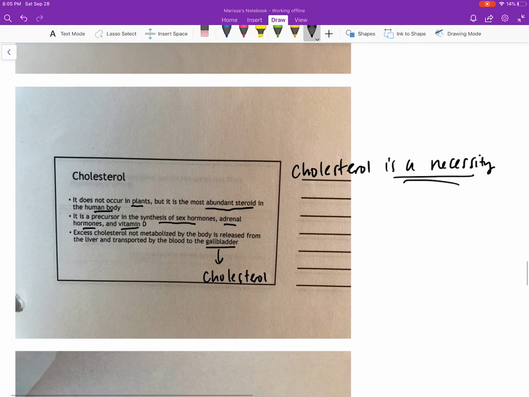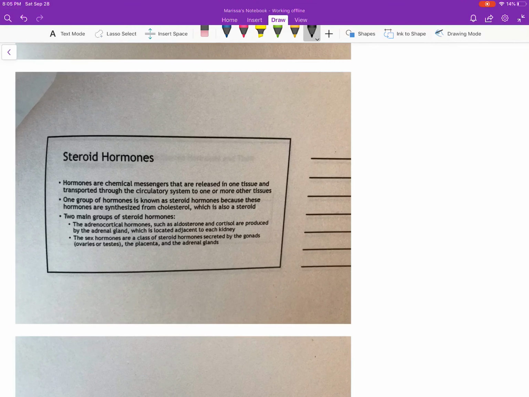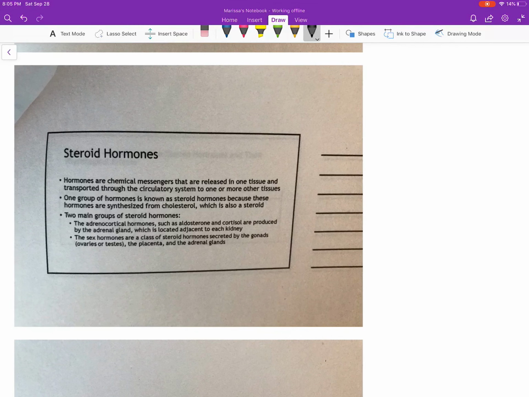All right, so let's talk about hormones. Hormones are the chemical messengers that are released in one tissue and transported through the circulatory system to one or more tissues. One group of hormones is known as the steroid hormones because they are synthesized from cholesterol, which is also a steroid.